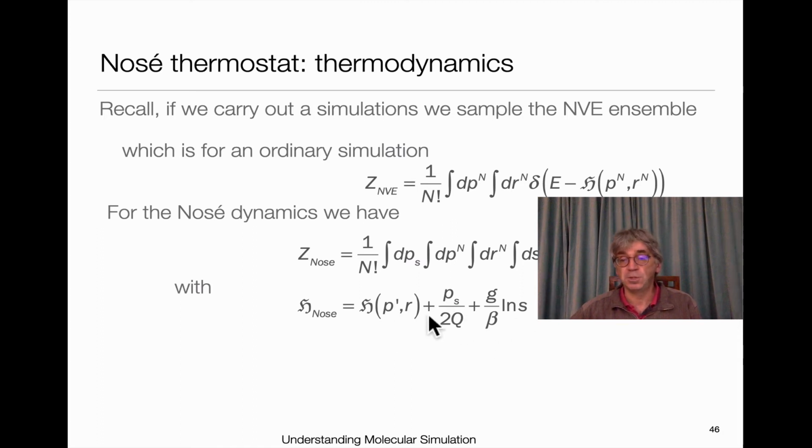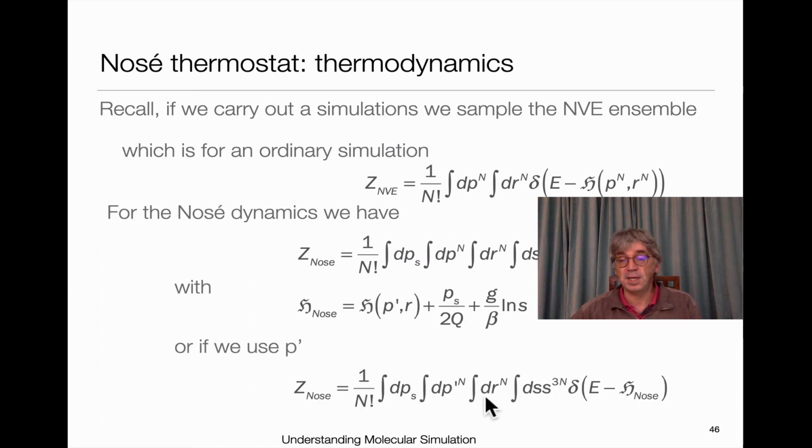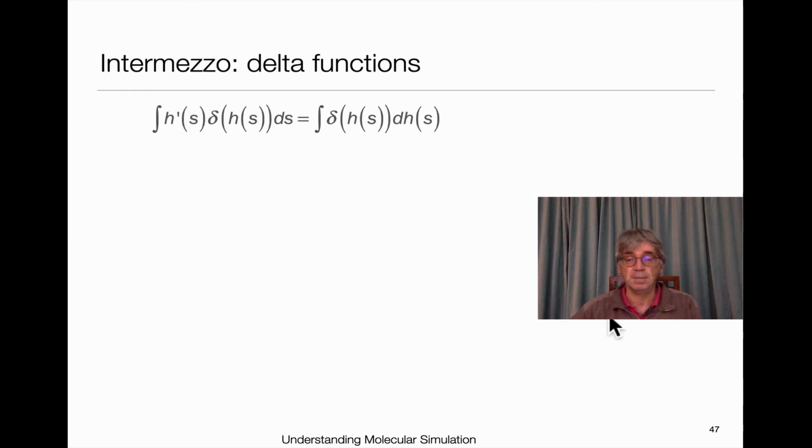So if we substitute the Nose-Hoover, you basically get this expression, where we have switched the notation from P to P prime, so we get this S to the power 3n here. Okay, and then in these variables we have the normal Hamiltonian, so we need to get rid of those terms.